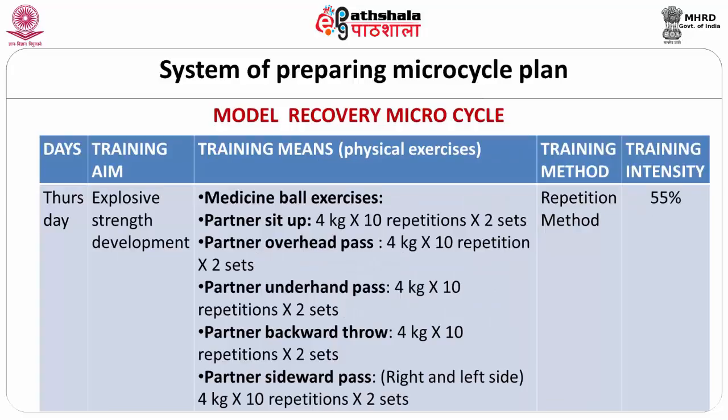Thursday, explosive strength development. Medicine ball exercises are used and the names of the exercises are partner sit up, partner overhead pass, partner underhand pass, partner backward throw, partner sideward pass. All these exercises are done with a 4 kilogram ball and repetition method is used. 55% training intensity is given.